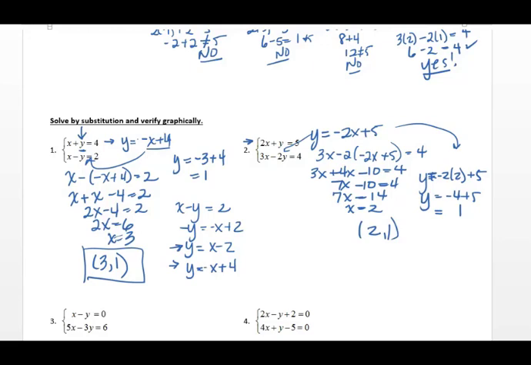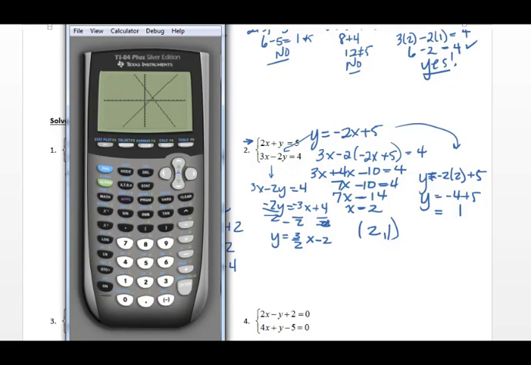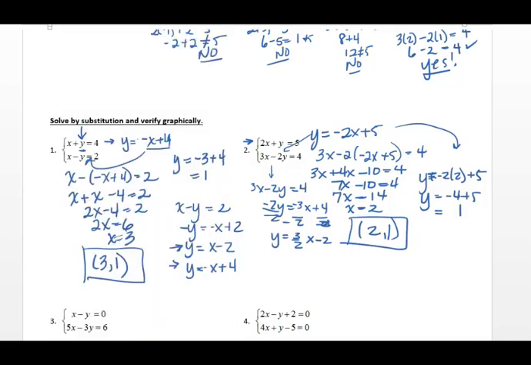So again, I want to graph this. So I've rearranged my first equation, and I need to do a little rearranging on this guy so I can put it in my calculator. So I divide through by negative 2. So y is 3/2 x minus 2. So I need to put those two equations in the calculator. So here you can see my graph, and sure enough at 2, 1 is where it intersects, so I know I have my correct solution. So I box my answer.